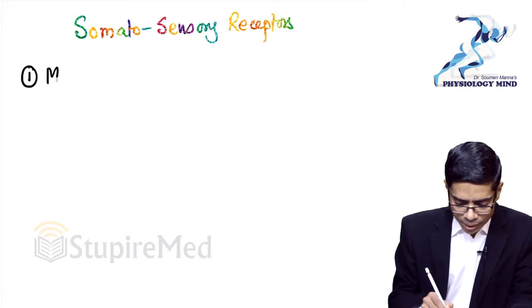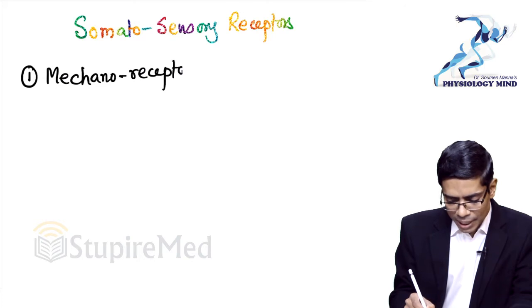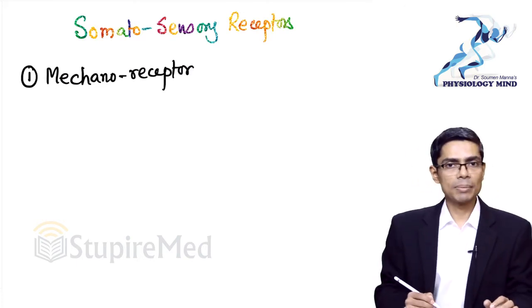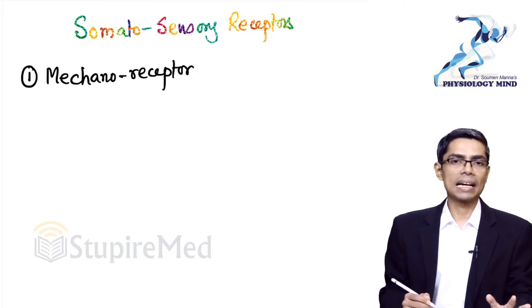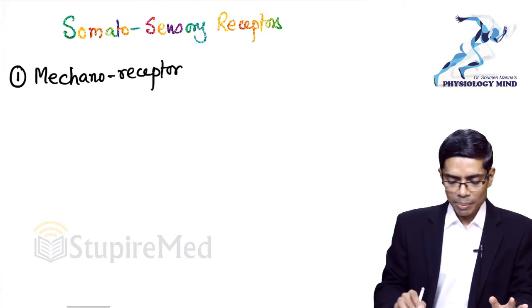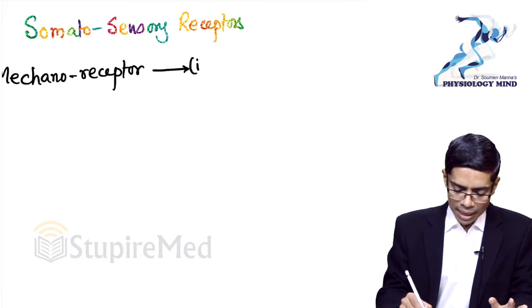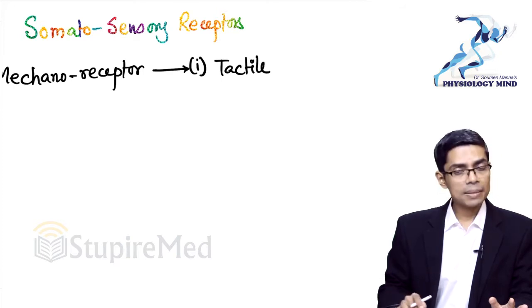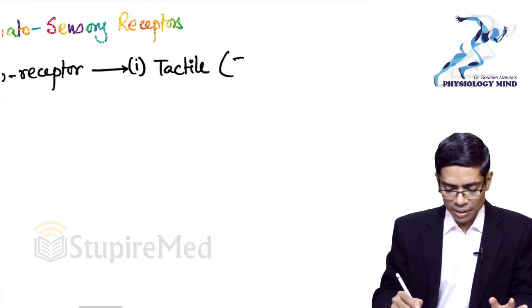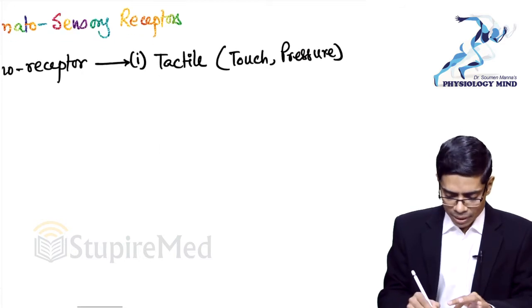Number 1, mechanoreceptor. Mechanoreceptor means this receptor will be stimulated by mechanical deformation, or changes in shape of the receptor will activate them. Now the mechanoreceptor can be of different types. Number 1, it can be a tactile receptor. Tactile receptor, we know tactile receptor means these are the receptors for touch and pressure.